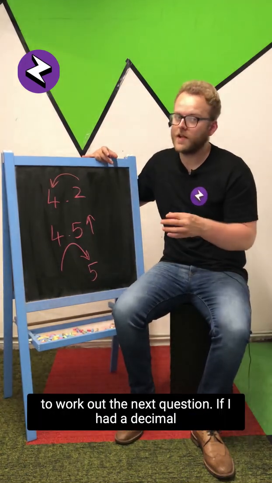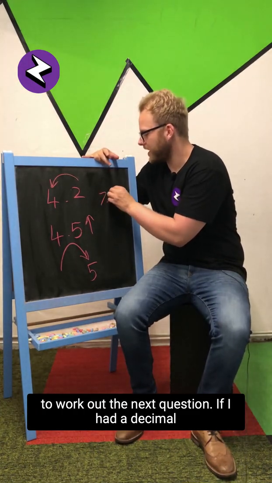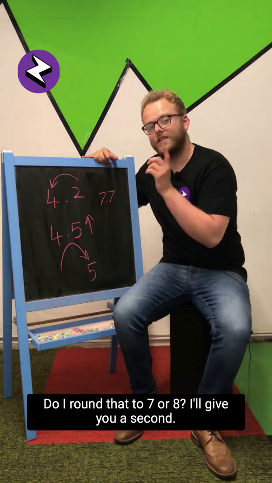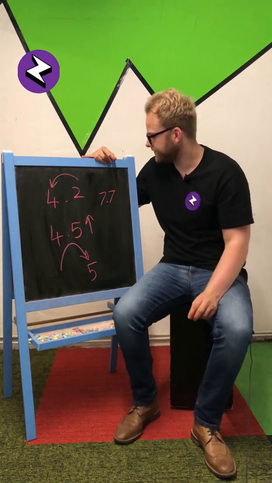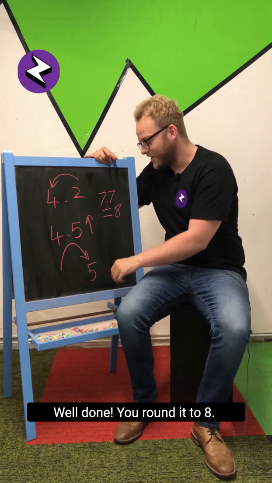So use that information to work out the next question. If I had a decimal like this, 7.7, do I round that to 7 or 8? Okay, give you a second. Well done! You round it to 8, don't you?